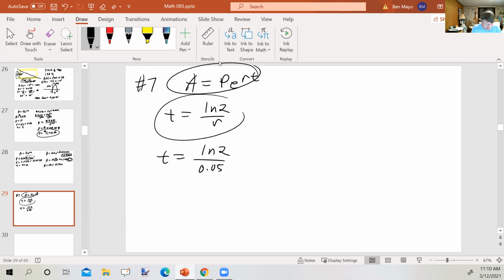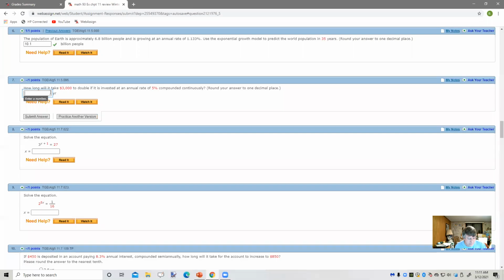So the time would be the natural log of 2 over 0.05. Let's see, the natural log of 2 divided by 0.05, and I'm getting 13.86294361. Round to one decimal place, the 6 would round up, so 13.9 years.